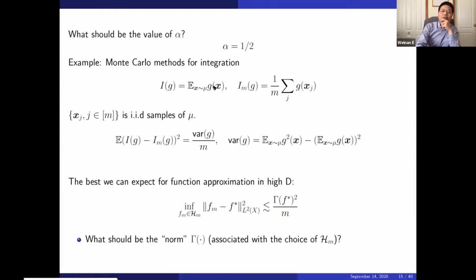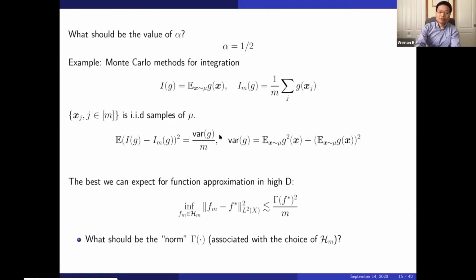So suppose we want to compute this expectation, and we want to approximate the expectation by this sum, and let xj be IID samples of this probability distribution. This is a straightforward identity, which says that the variance of the error squared scales like 1/m. So alpha would be a half. This is sort of the gold standard for looking at functions or things in high dimension. Monte Carlo is the gold standard.